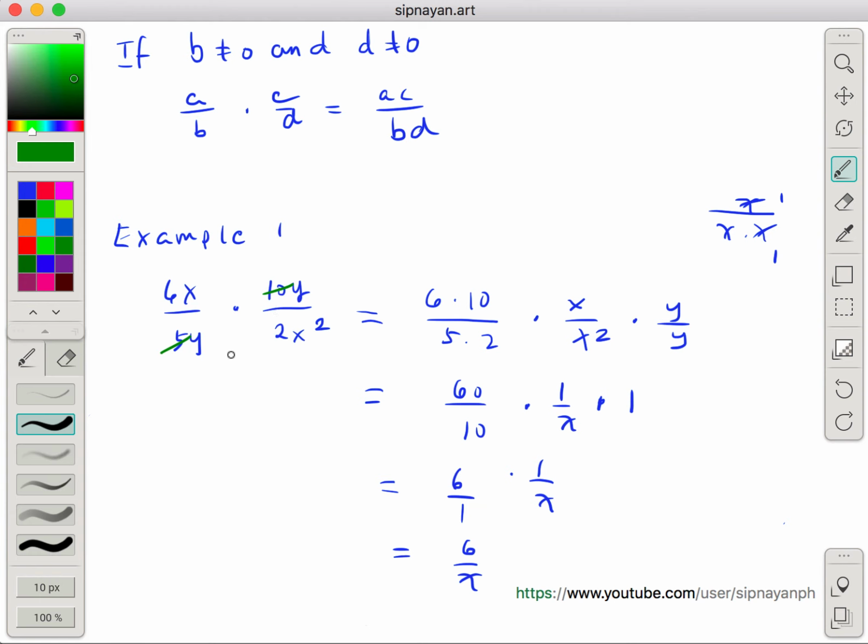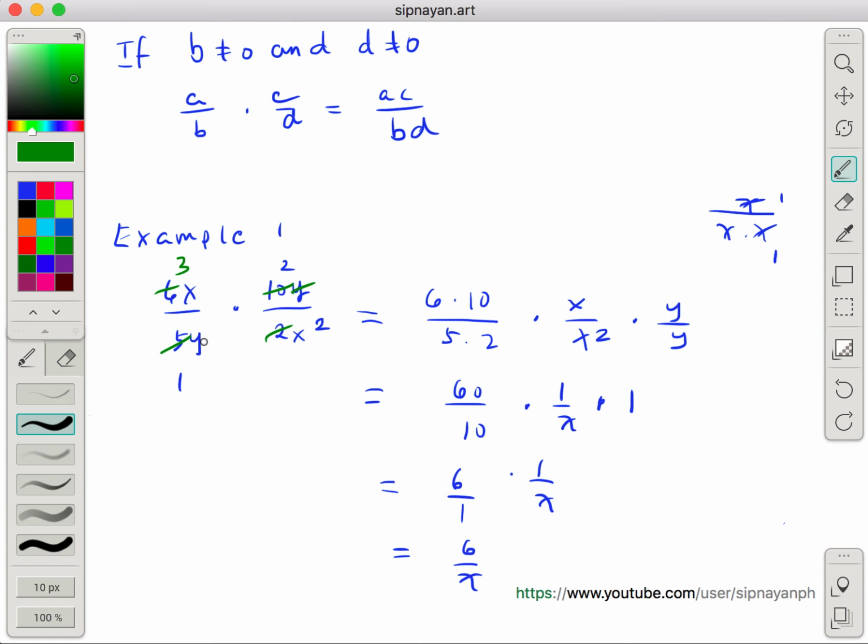So, 10 and 5, it becomes 2, right? Oh, wrong. The 2 is at the top. It becomes 2 because 5 divided by 5 is 1, then 10 divided by 5 is 2. So, we divided both the numerator and the denominator by 5. Because this becomes 3, the 3 is at the top. So, it becomes 6 now.